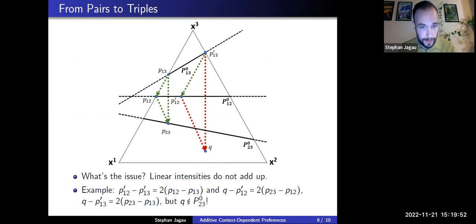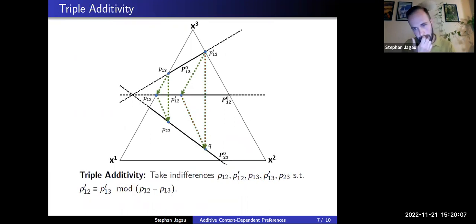And that's really the problem here. If everything was linear, if I move along, I scale everything up, this Q down here should also be a 2, 3 indifference point. So if we move this, we shift this 2, 3 indifference set around a little bit, we get something that is fully consistent with expected utility on the triple. And that's going to give me my additional condition in the triple case. I call that one triple additivity.